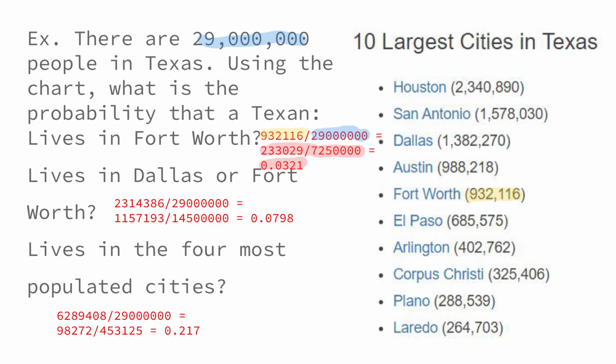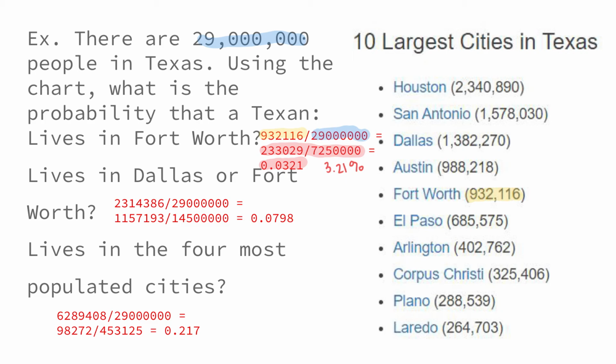Now, this is 0.0321, which represents about 3.21%. If I change that to a percent, that's what it would be. So it depends on whether or not they want it as just a decimal or a percent, so pay attention to how they want the answer given.